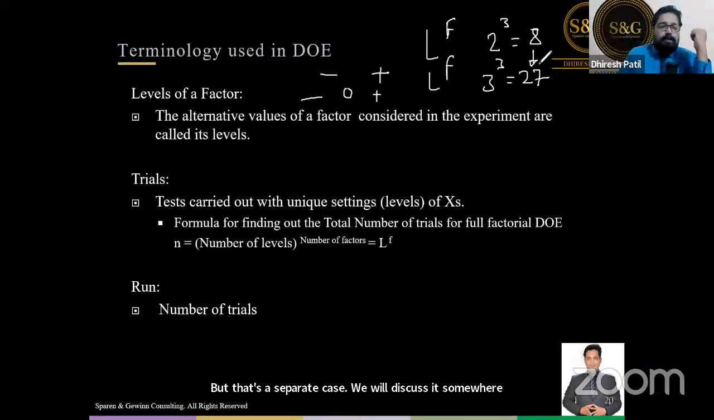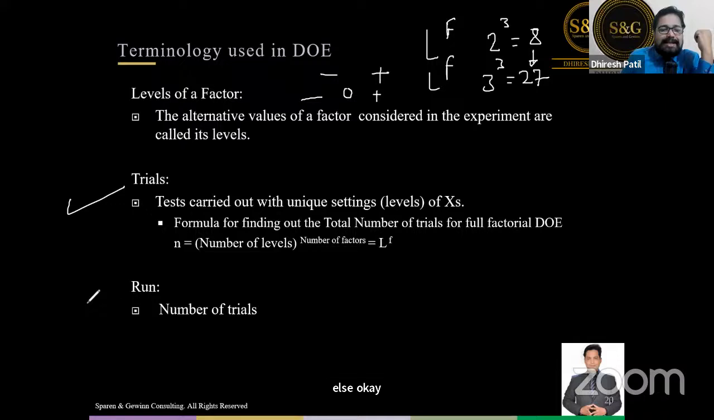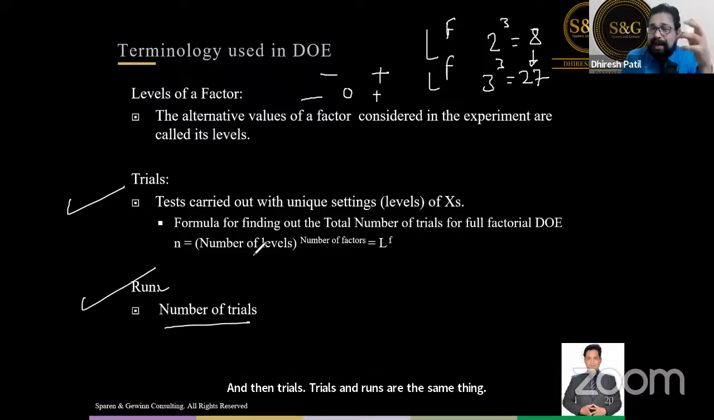Okay. And then trials. Trials and runs are the same thing. Number of trials are nothing but the number of runs. The trial is 1 run, like these 8. These are the runs. Okay. These runs are nothing but the trials. All right.